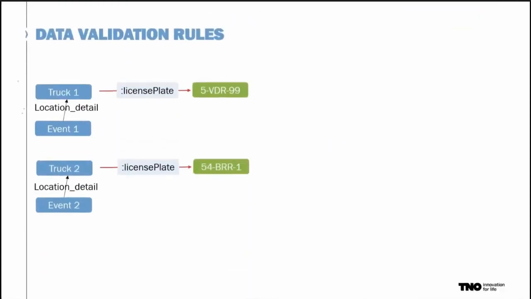So in this example, we have two trucks. Both have a license plate. And as you can already see, one is a valid license plate for a truck and the other is not. But we formalize that constraint into what we call a shackle rule.